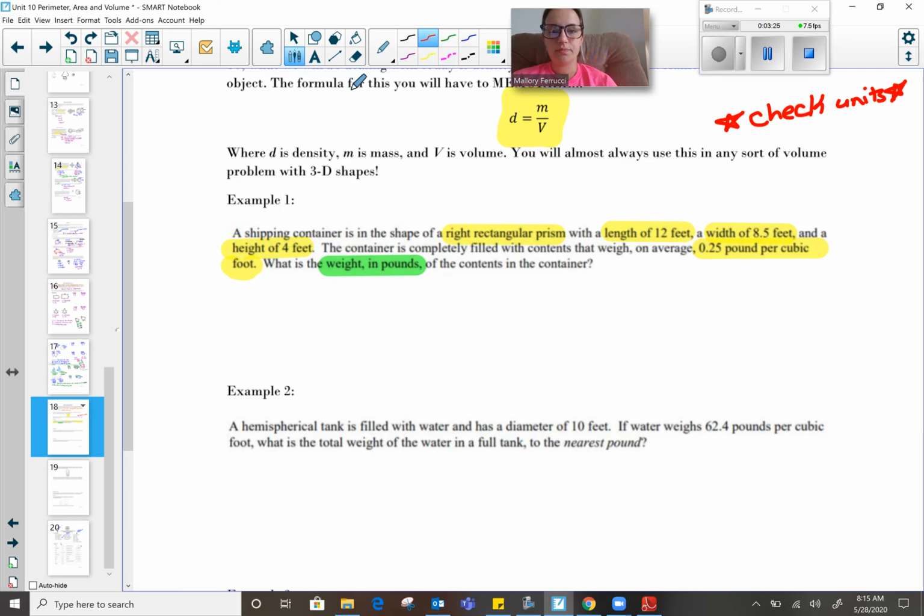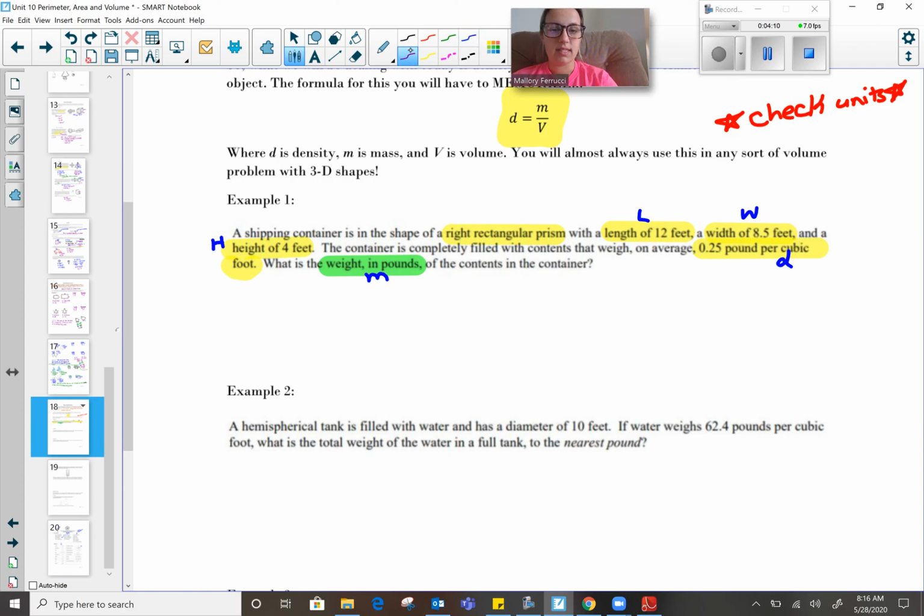Okay, so let's see here. We have the length, the width, and the height, so that'll help us find the volume, and that takes care of V in here. Now, are we trying to find the mass or the density? Well, weight, even though if you get into physics, technically weight and mass mean something different, but in these problems, Common Core said that they're the same. So what is the weight in pounds? We are trying to find the mass, which means that this is the density.